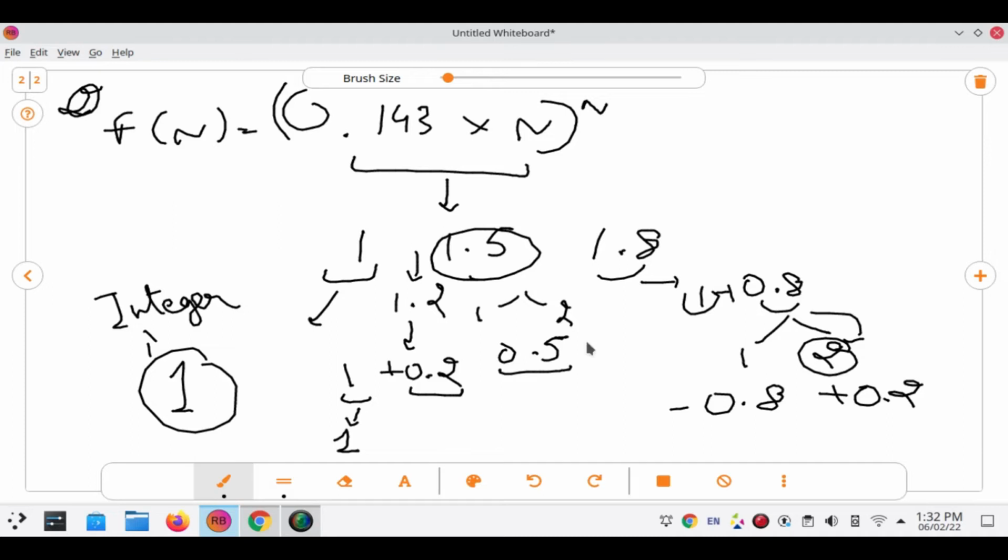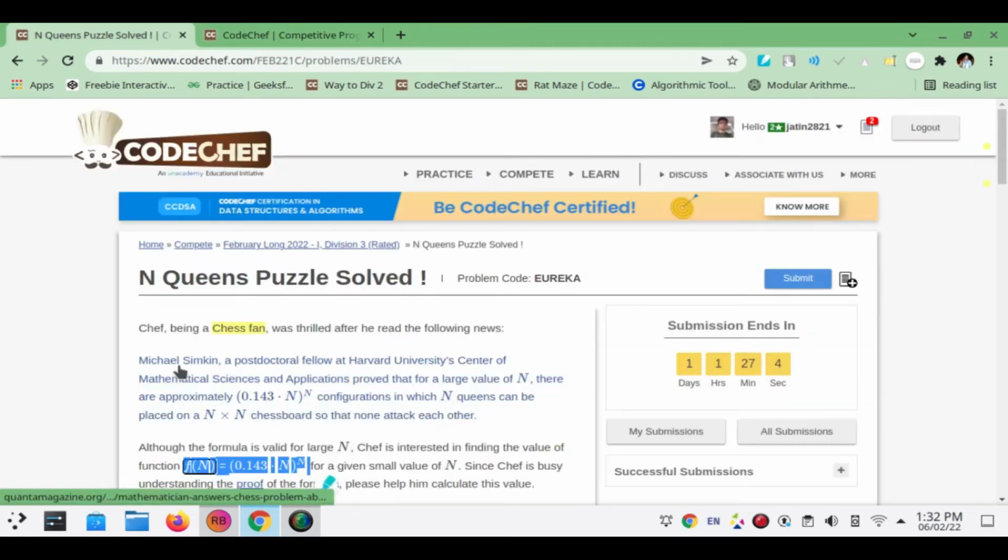So now coming back to our doubtful case, it is 0.5. We will head over to the problem statement and we will see what they have given to us.